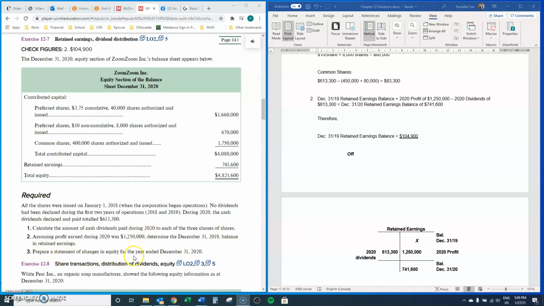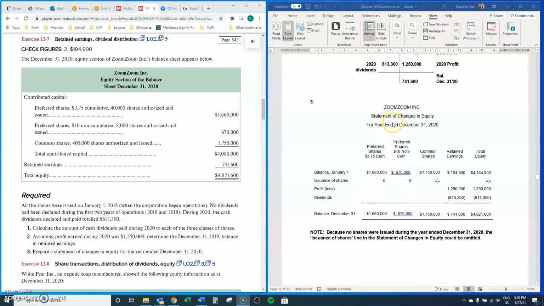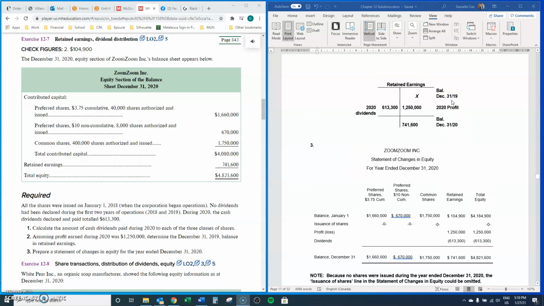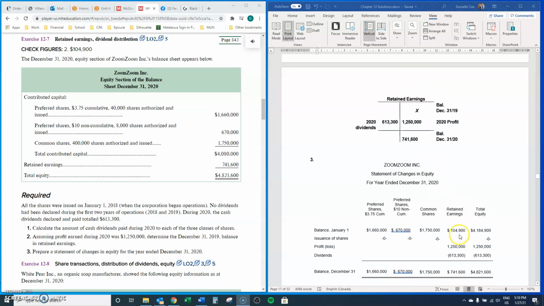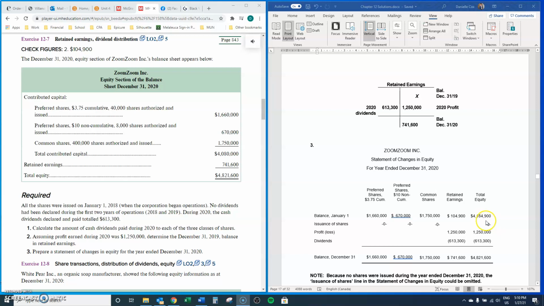Prepare a statement of changes in equity for the year ended December 31st, 2020. So when you're asked to do these things, make sure you don't forget about this portion on top. Make sure you put in your headings. So we have the balances here as of January 1st. Preferred shares, the cumulative ones, the non-cumulative ones, the common shares. Retained earnings, we calculated here in part 2 what the balance was as of 2019. Then we have our total equity, which is just the sum of all of these.